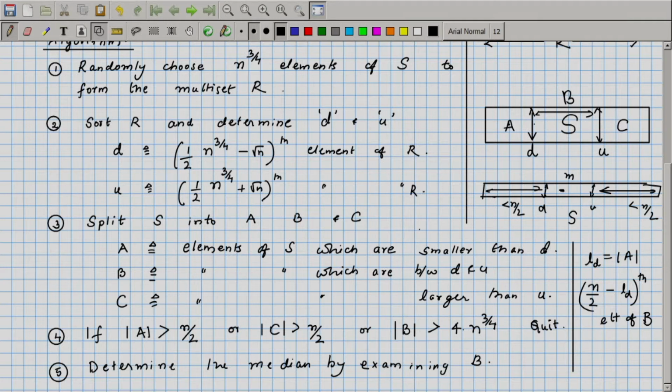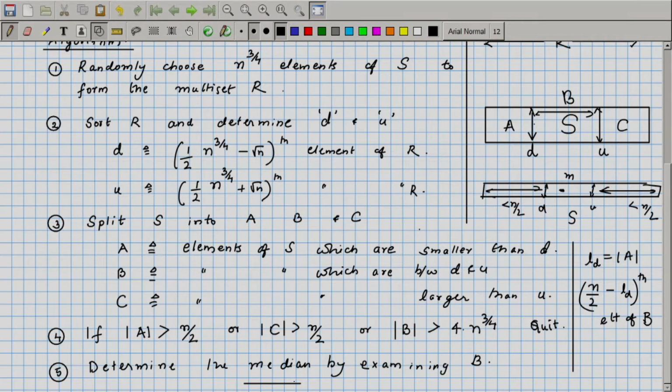We could just sort B. B is guaranteed to be a small set, it contains at most 4 times n raised to 3 by 4 elements. Therefore, we can completely sort the array, and after sorting we can determine the element at any position inside B. So, that is our median algorithm.